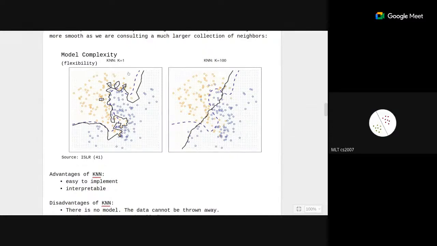Okay. So for k equal to 1, the training error is going to be 0 in that sense. Not training error, the rate. So if I have k equal to 1, then my 0-1 loss on the training data set is going to be 0. Yes, right. You are correct in saying that you are memorizing the data set.